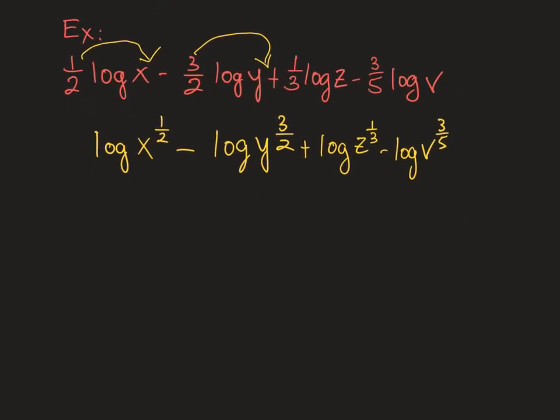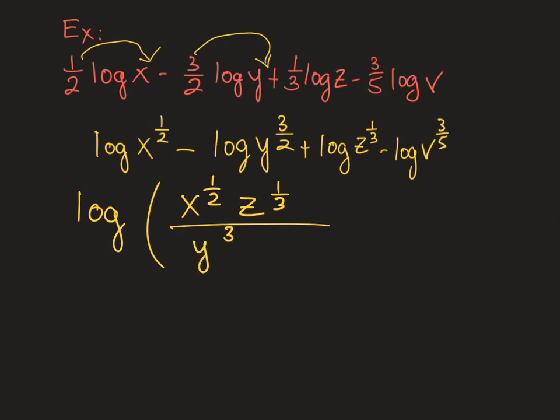Okay, and you can look at that problem, but we're not really done. We still have to take out the log. It's going to be x, it's positive, so you're going to put all your positives on top and all the negatives to the bottom. And that's x to the 1/2 and z to the 1/3 on top. The negatives, you're going to put y to the 3/2 and v to the 3/5.